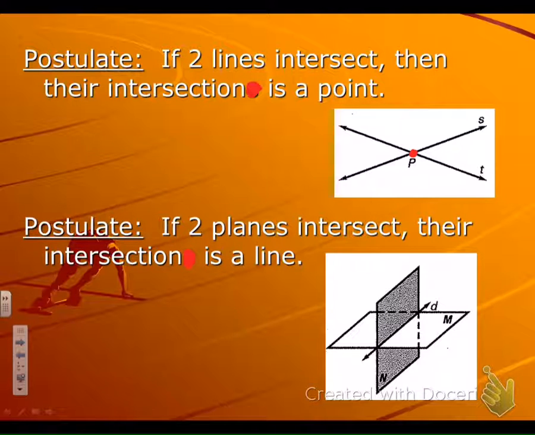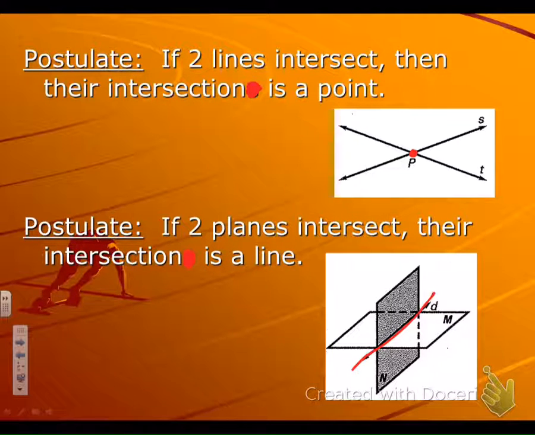Not too surprising. The second postulate is the one that is probably a little bit harder to wrap your mind around. If two planes intersect, their intersection is a line. So we have a diagram of that here. Those planes M and N intersect at line D, right down the middle there.